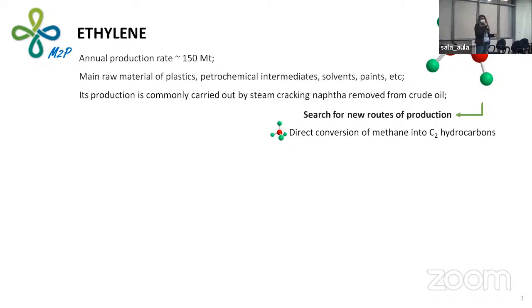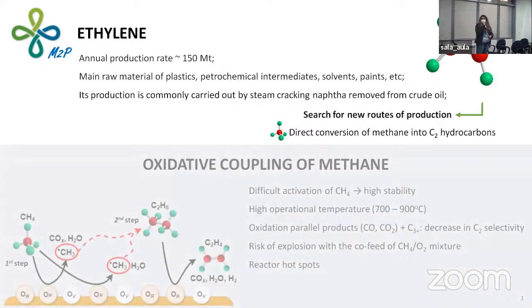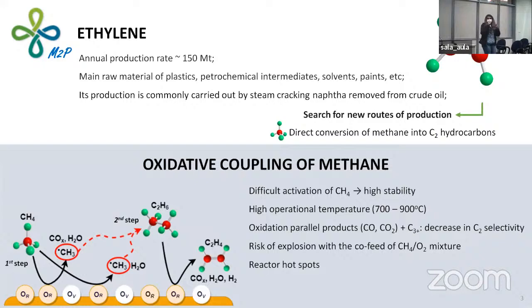But in the actual scenario, the scientific community is searching for new routes of production of these hydrocarbons, such as the direct conversion of methane into C2 hydrocarbons. And one route that's receiving some attention is the oxidative coupling of methane reaction. This is a reaction that involves two general steps. The first one is the formation of the methyl radical by the cleavage of the CH bond. And the second step is the coupling of this radical forming ethylene and ethane.